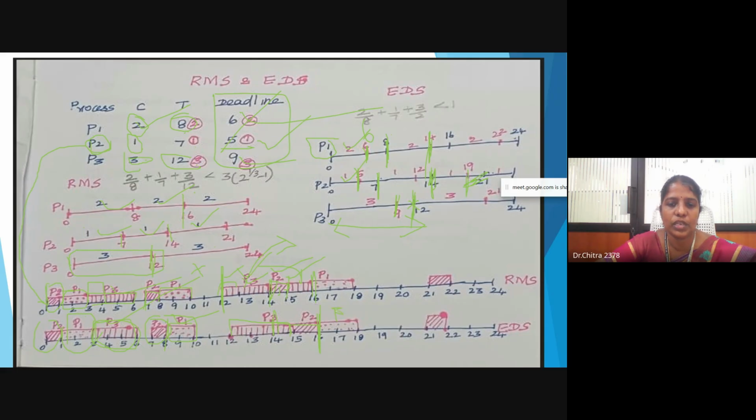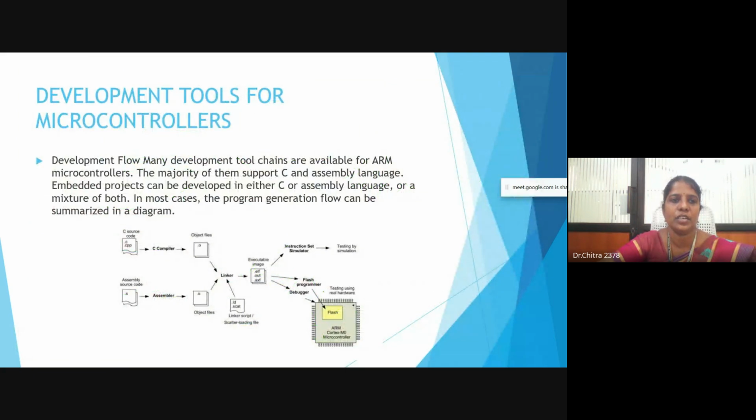So here there is no need for preemption. Here there is a preemption, but it's based on the deadline. We have to check whether the operation is completed before the deadline instead of the beginning period. That's the difference between the RMS and EDF scheduling algorithms. RMS is preemptive. If processor P2 starts working, P1 or P3 can be given permission to use the processor. But in the earliest deadline scheduling algorithm, we should check the deadline. The process must be completed before the scheduled deadline. That is the concept.